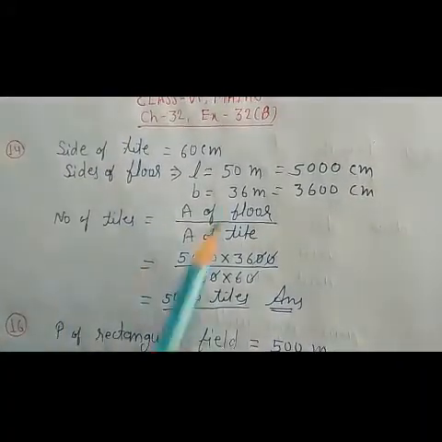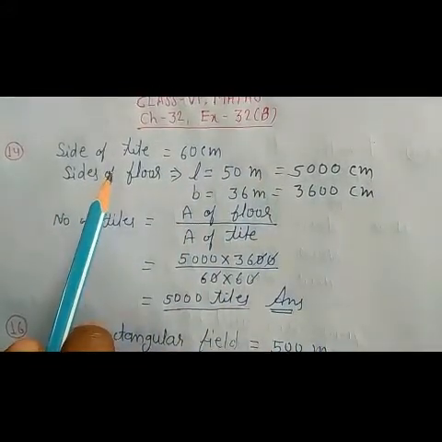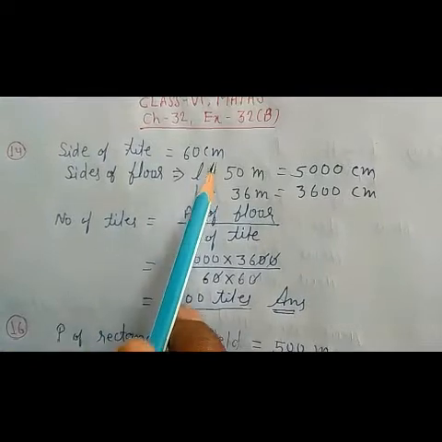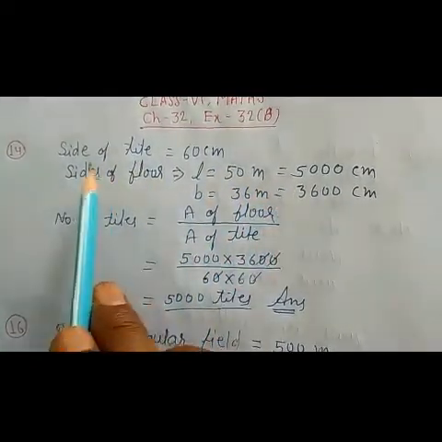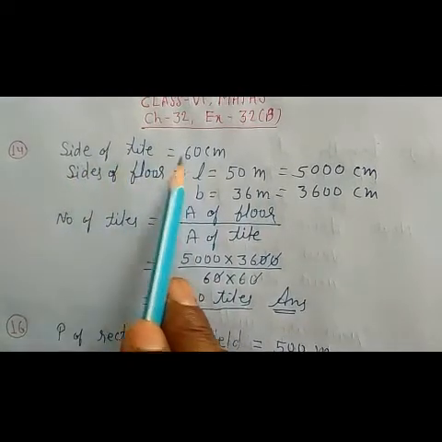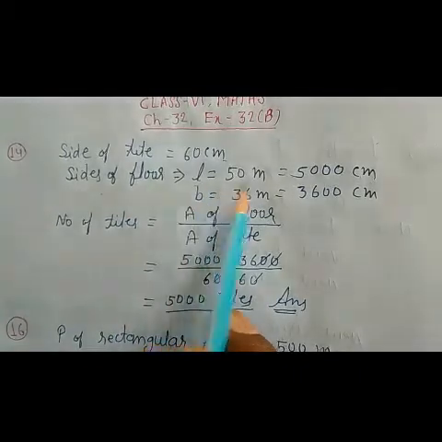Question number 14 of exercise 32B. Our 14th question is, each side of the square tile is 60 centimeter. How many tiles will be required to cover the floor? Side of the tile is 60 centimeter and side of the floor length is 50 meter.